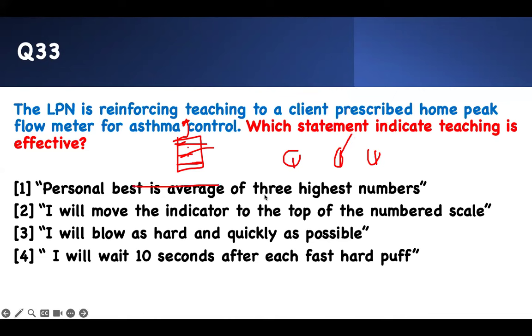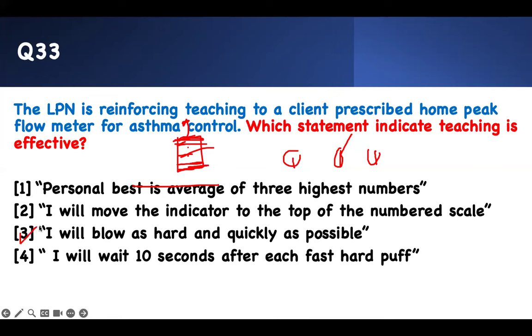"I will move the indicator to the top of the normal scale." The top of the normal scale is here. You should leave it at the bottom of the normal scale so that when you blow it, you just move the marker up to indicate where you land. "I'll blow as hard and quickly as possible." Yes.